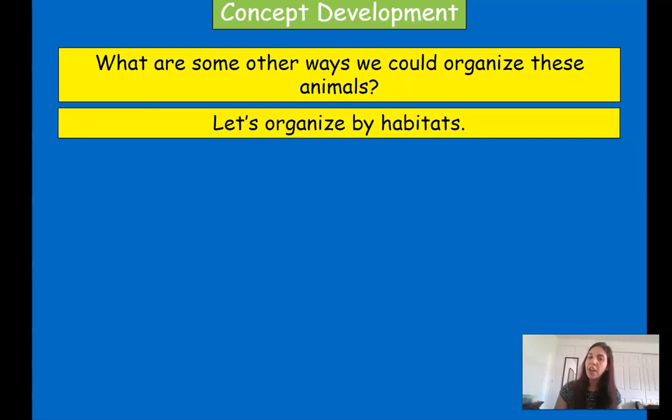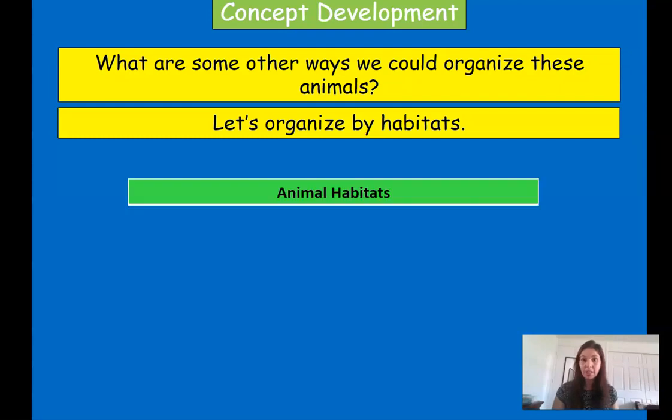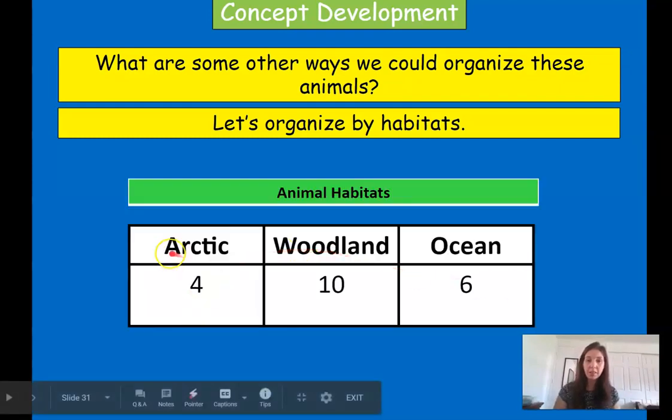So there's another way that we can organize animals, and that's by habitats or where they live. So here are some habitats.